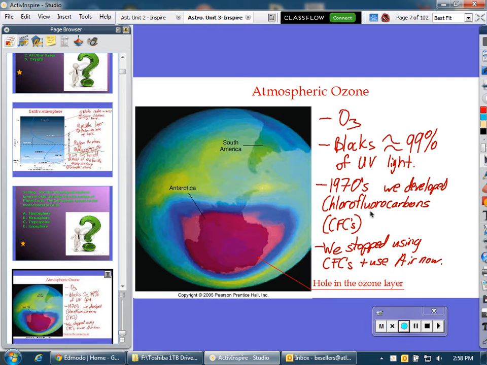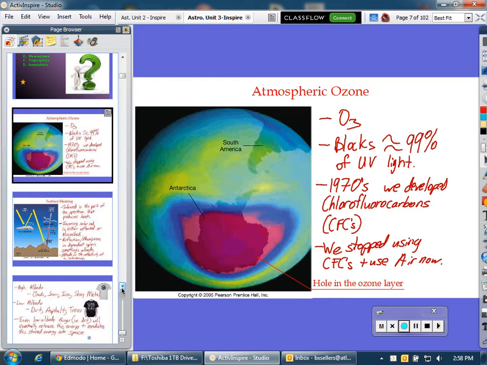The CFCs were disrupting the O3, breaking up the molecule into O2 and a free oxygen. While not dangerous, it just wasn't doing its job of blocking the UV light. So we stopped using that in the 80s. Most people in the world have stopped using it. Countries made bans on it. And the hole in the ozone layer is slowly healing itself. It is already better than it was.